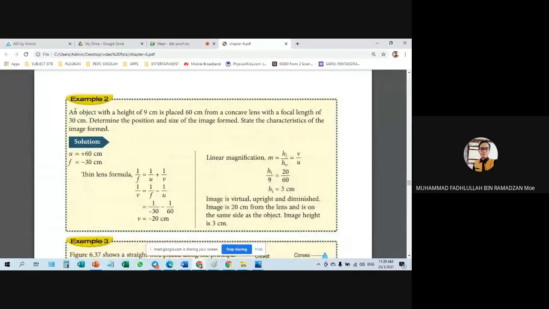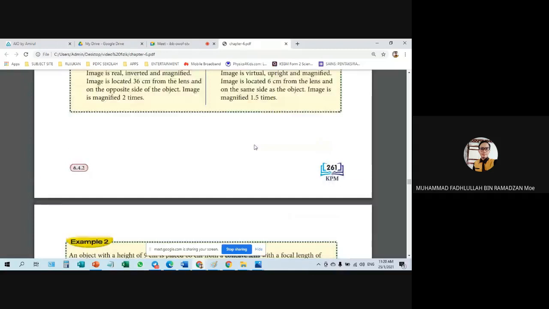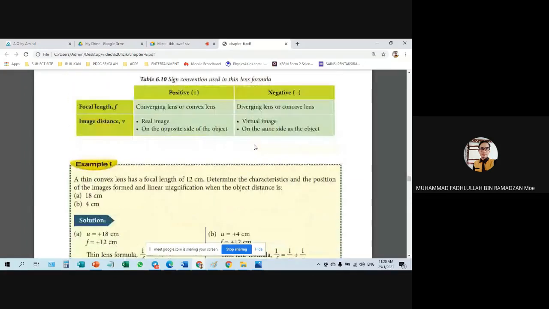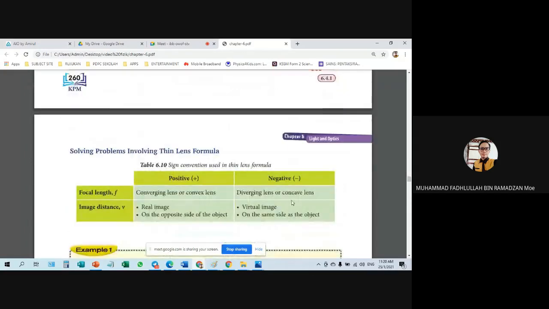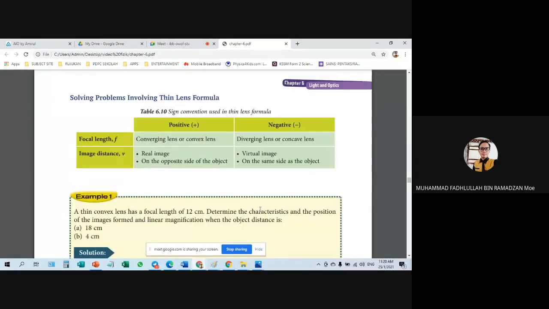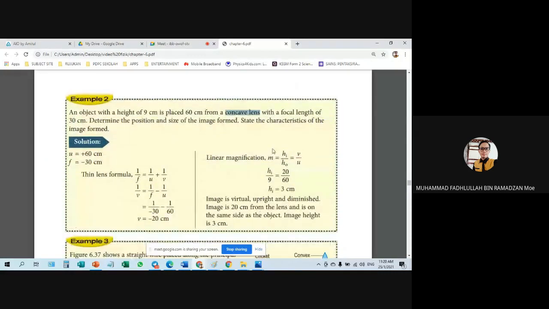Okay. And then example 2. An object with height of 6 cm is placed 60 cm from concave lens. So concave lens dah kena tahu dia sama ada negatif atau positif. Tengok balik semula dekat atas ni. Okay, concave lens, focal length mesti negatif. And then mesti virtual. Okay.